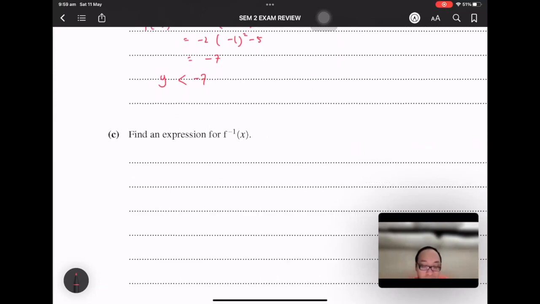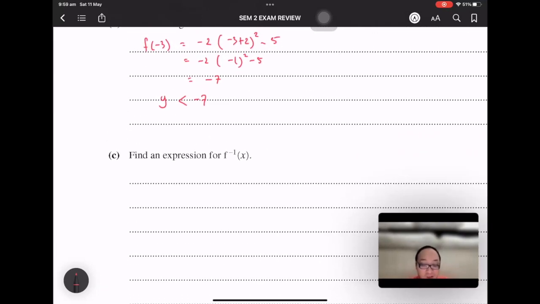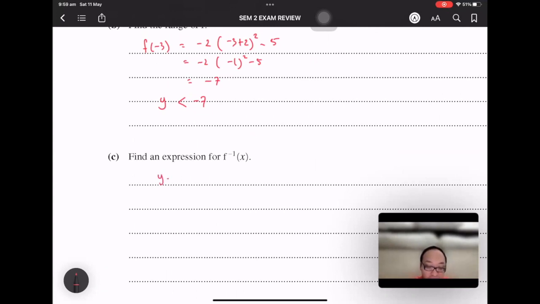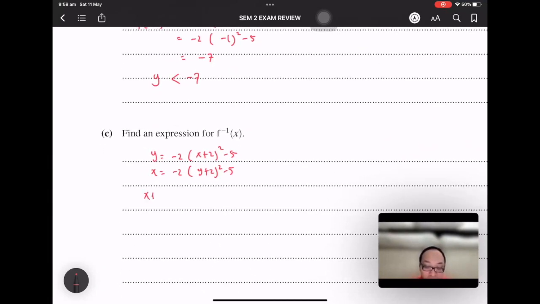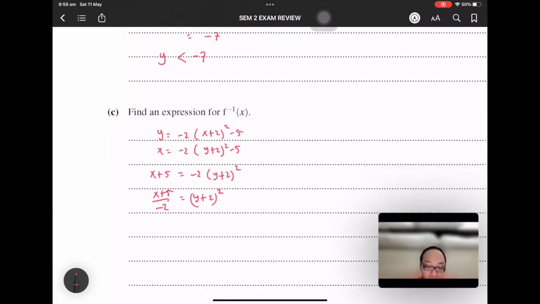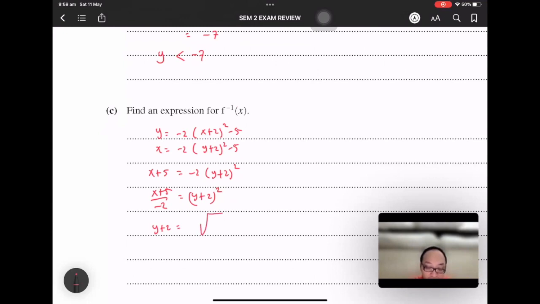Find the expression of f inverse. So we use the completed square form: y equals negative 2 (x plus 2) squared minus 5. And then we switch x and y. x equals negative 2 (y plus 2) squared minus 5. So we move the negative 5: x plus 5 equals negative 2 (y plus 2) squared. So I divide by negative 2: (x plus 5) over negative 2 equals (y plus 2) squared. So y plus 2 equals square root of (x plus 5) over negative 2.